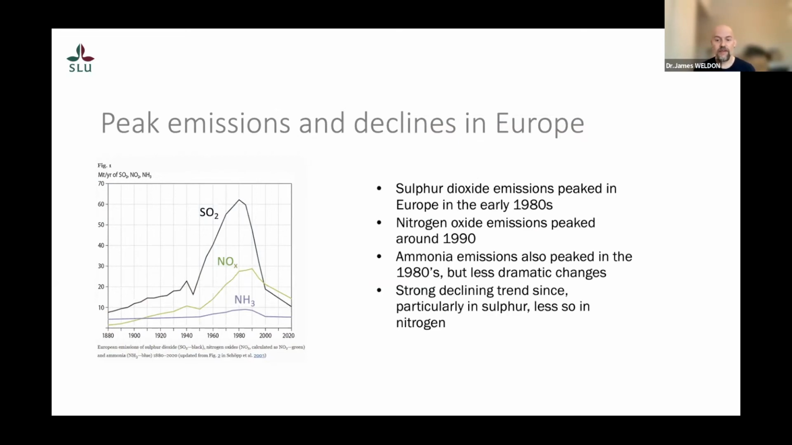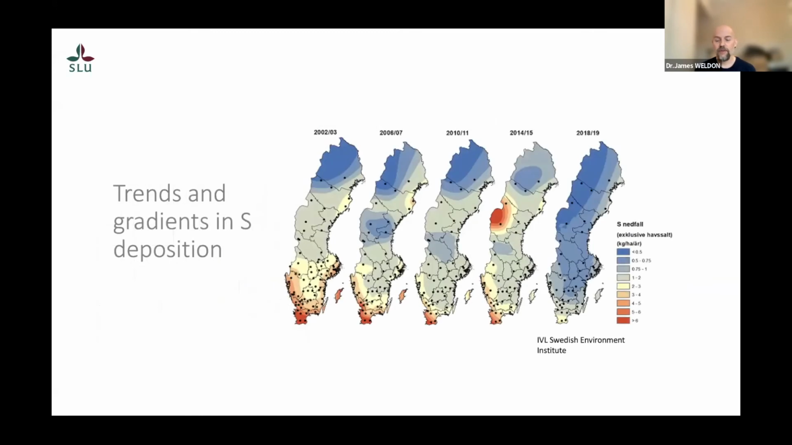So yeah, we have this strong declining trend, particularly in sulfur, less so in nitrogen. So that was the European context. How does it look in Sweden?